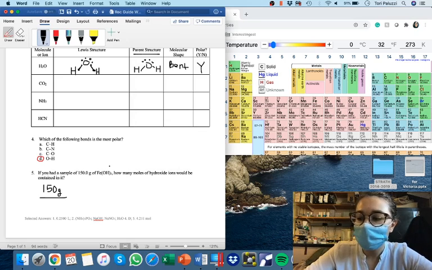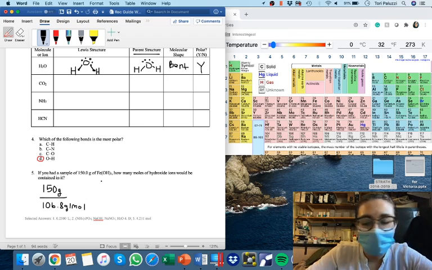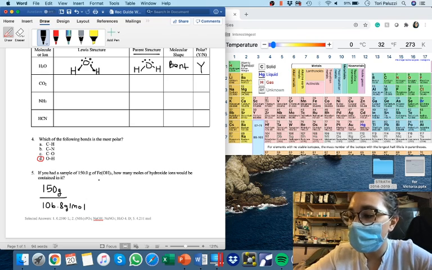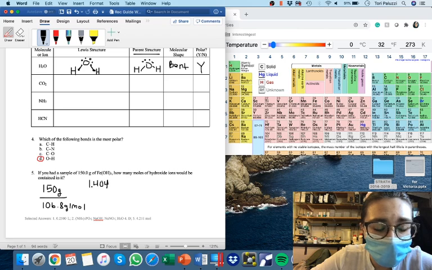the total is going to be 106.8. So I'm going to divide this by 106.8 grams per mole. And again, remember, this is of our iron hydroxide. And now I know that I have overall 1.404. Because again, we have 4 sig figs moles of iron hydroxide.